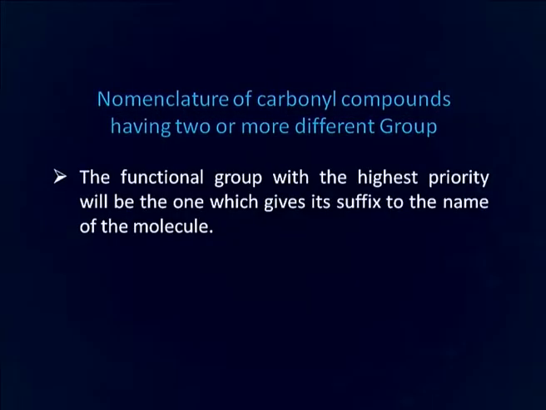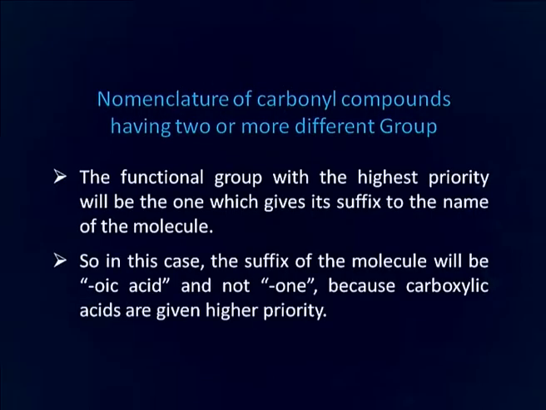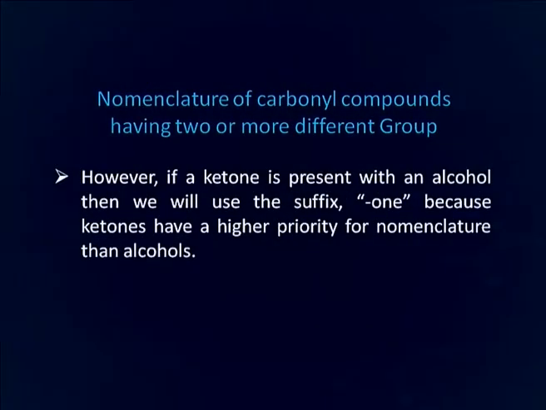IUPAC has developed such a system of priority. If you have a molecule with say carboxylic acid group and ketonic group, then the functional group with highest priority will be the one which gives its suffix to the name of the molecule. So in this case the suffix of the molecule will be oic acid and not one, because carboxylic acids are given higher priority over ketones. However, if a ketone is present with an alcohol, then we use the suffix one, that is we can say ketones get priority over alcohols.